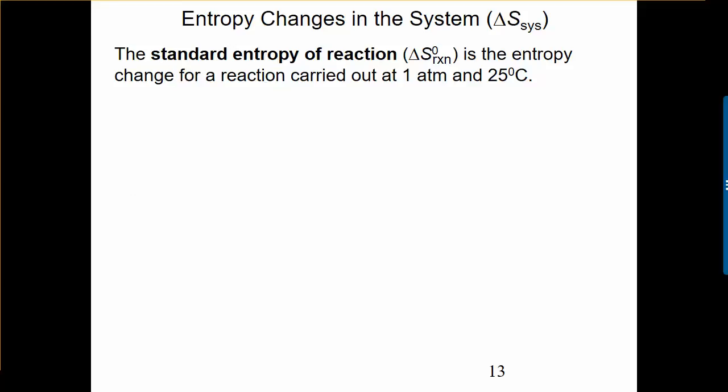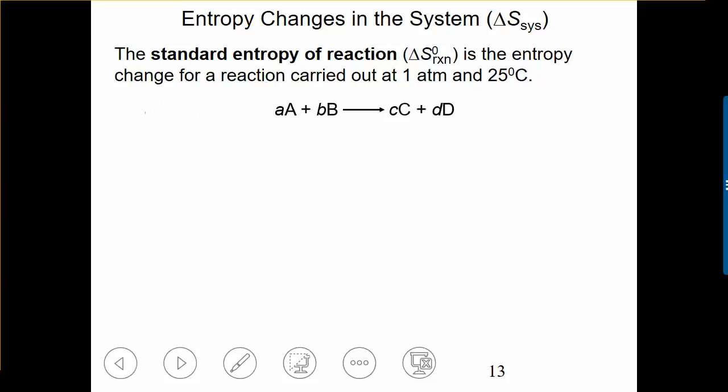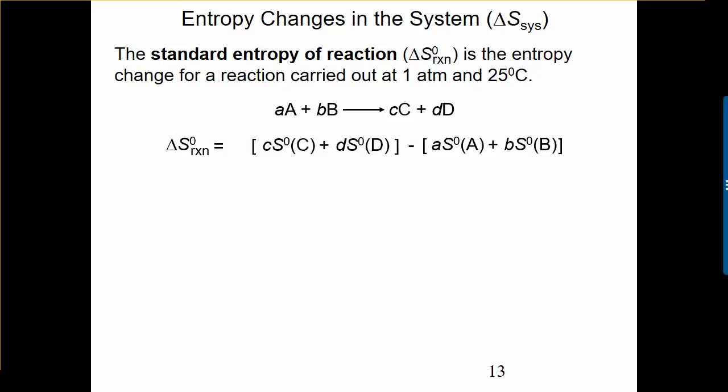Okay, so standard entropy of a reaction, the delta S of a reaction. It's the same as you've seen before for the delta H of a reaction: products minus reactants. You go to the table and get the data for C and D, add those together, and then subtract the sum of A and B, multiplied by their coefficients. Just the same way you did it for delta H in Chem 1.